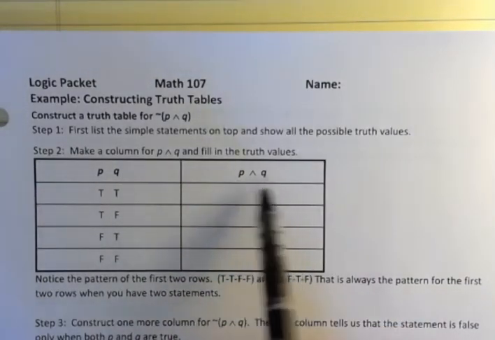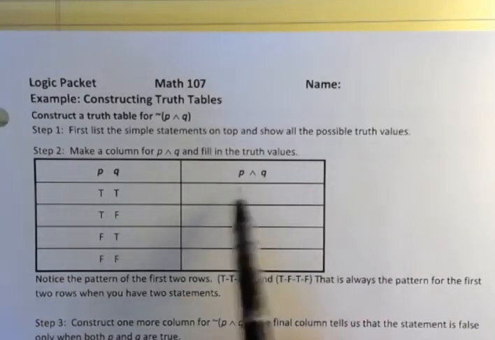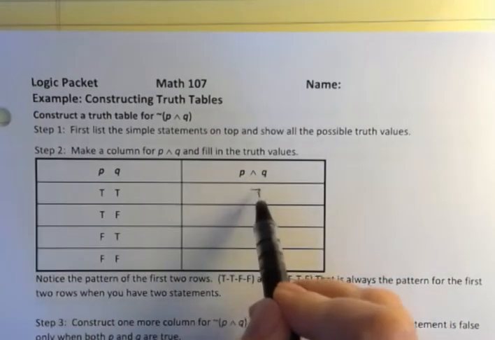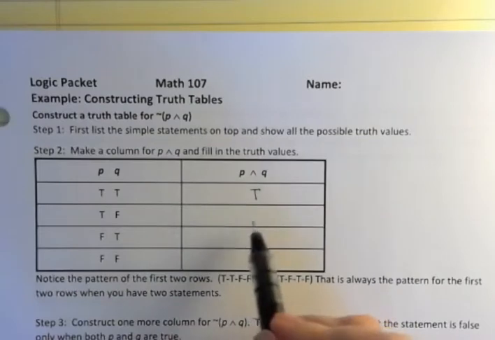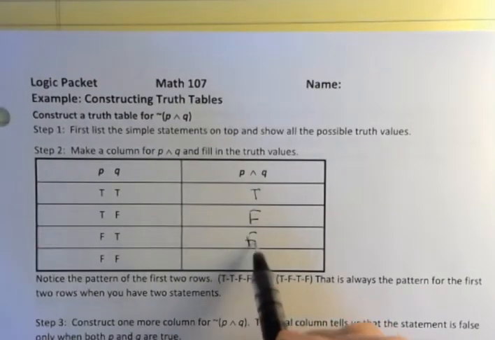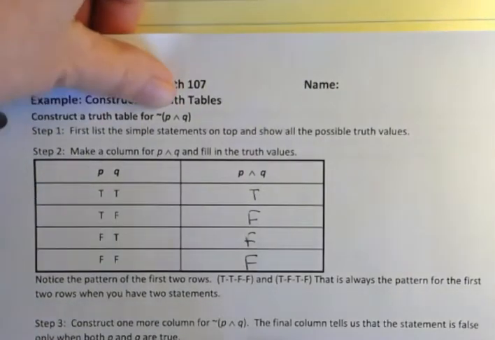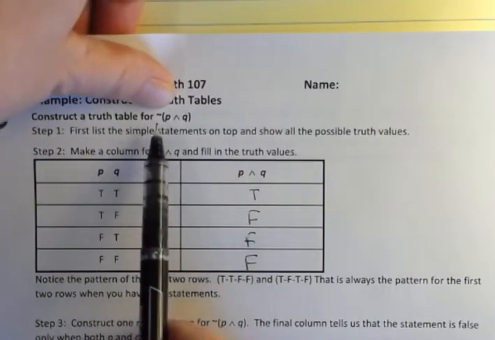And then we have to go through and decide which one of these. Well, remember for an and statement, we only have a true if they're both true. And this is where they're both true, in that first row. In the rest of them, we have one true and one false. So there's that. Now, I want to build a truth table for the negation of that.